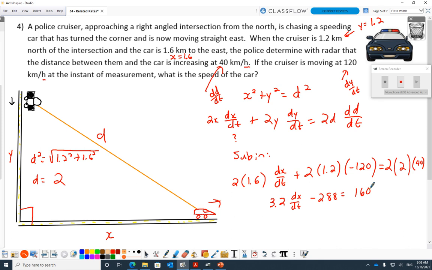Let me just check that. I don't want to make any mistakes here this late in the question, while my pizza's cooling. So then I get 3.2 dx/dt equals 160 plus that 288, 448. So dx/dt equals 448 divided by the 3.2, and I get 140 kilometers per hour. Moving! 140!